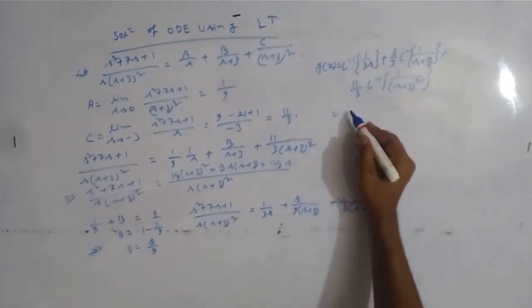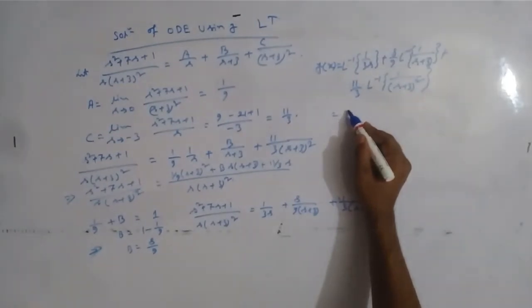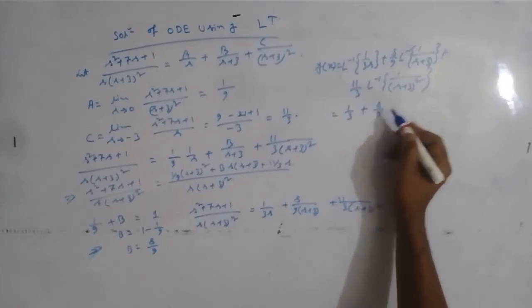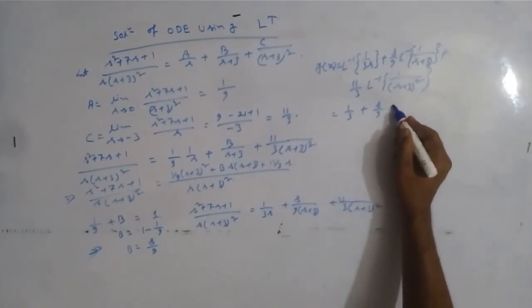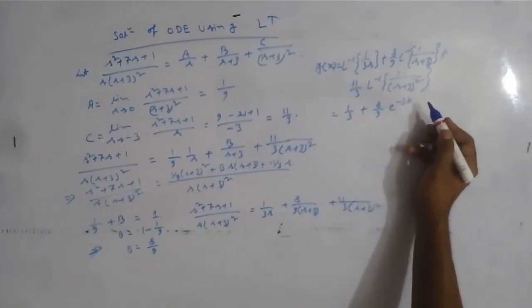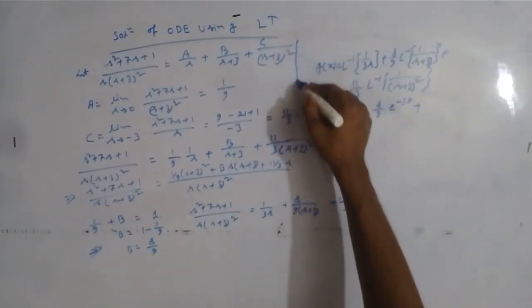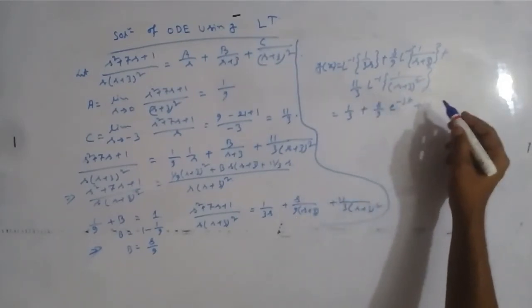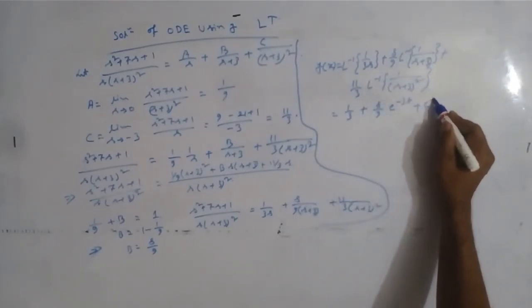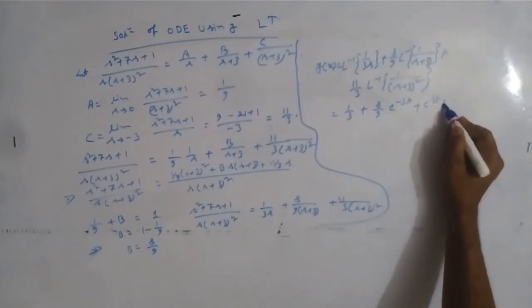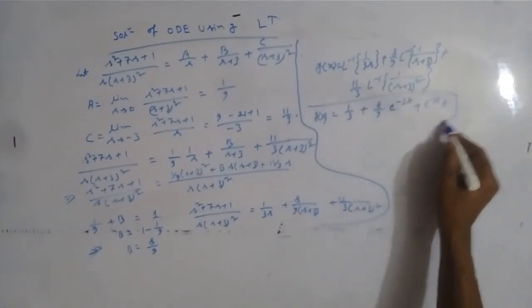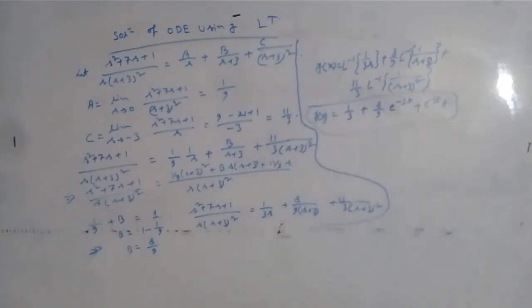L inverse of 1/s is 1, so it will be 1/9, plus 8/9 into L inverse of 1/(s+3), which is e to the power minus 3t, plus 11/3 into L inverse of 1/(s+3)², that is e to the power minus 3t into t. So y(t) equals this. So this is the required solution of the given ODE.